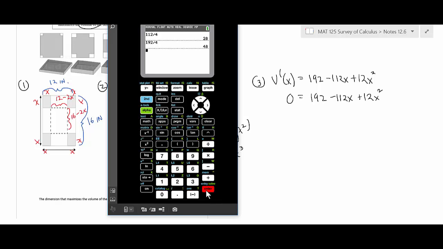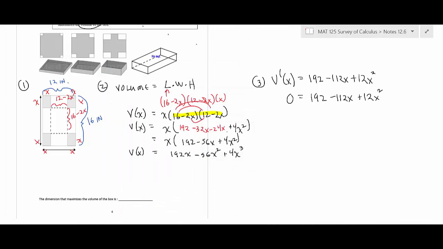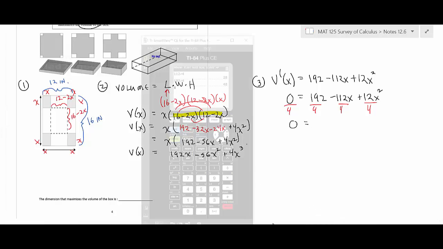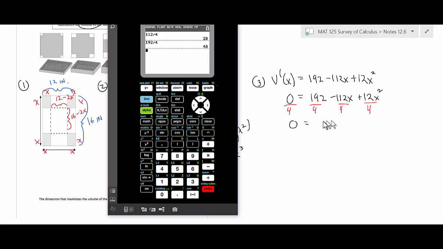You don't really have to take the common factor out, but you can if you want to. One of the easiest ways to do this is just divide everything by 4, because I suspect we'll have to go to the quadratic formula on this, but we may not have to. We're going to find out. So 192 divided by 4 is 48. And 112 divided by 4 is 28. And then you have 3x squared like that.